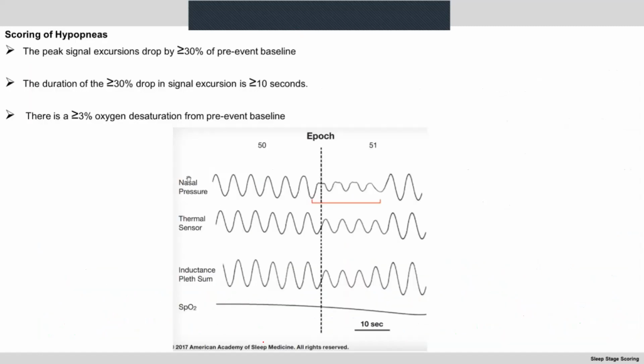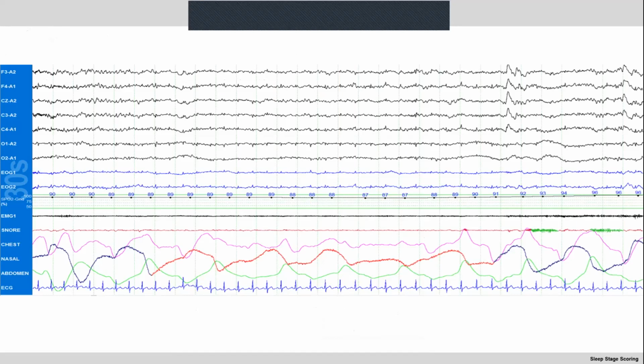This is central apnea. Hypoapnea is when your drop is more than 30% from the pre-event baseline, with at least a 10-second drop, and oxygen desaturation of 3%. 4% oxygen desaturation is also acceptable. So this is your hypoapnea. You can see the pre-event baseline, and the signal is reduced by about 30%. Even inspiratory efforts are present here, so this is obstructive hypoapnea.